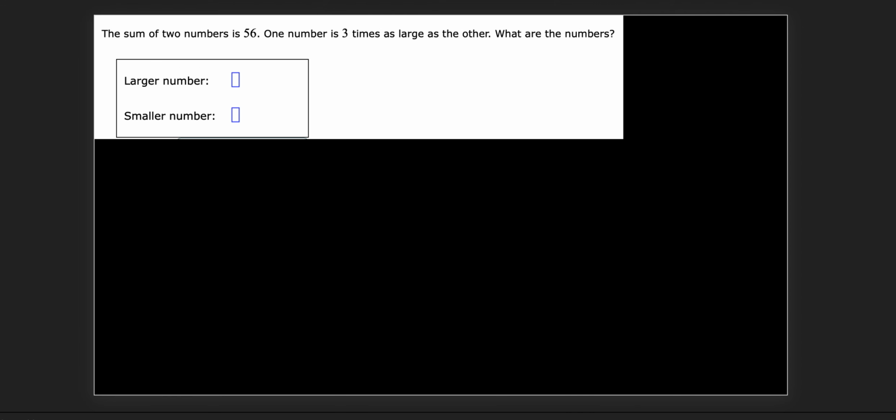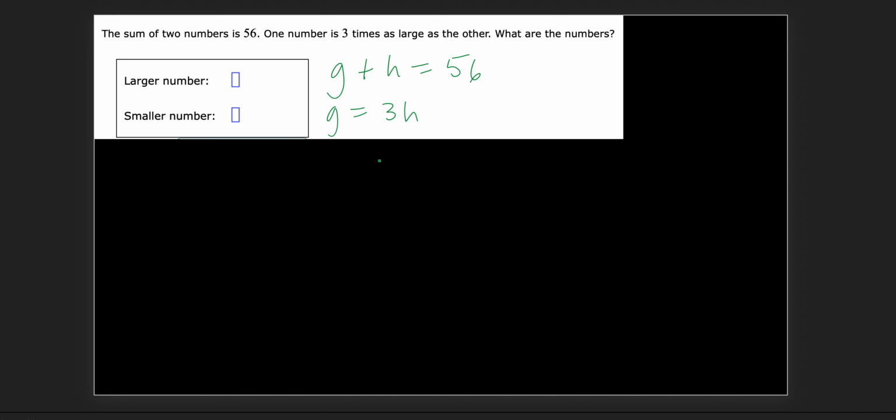For this problem, the sum of two numbers is 56. One number is 3 times as large as the other. What are the numbers? So the sum, remember, means plus, and we don't know what the numbers are. We'll use G and H for the heck of it, something different. So two numbers, we don't know what they are, but the sum of them is 56. And then one number is 3 times as large as the other.